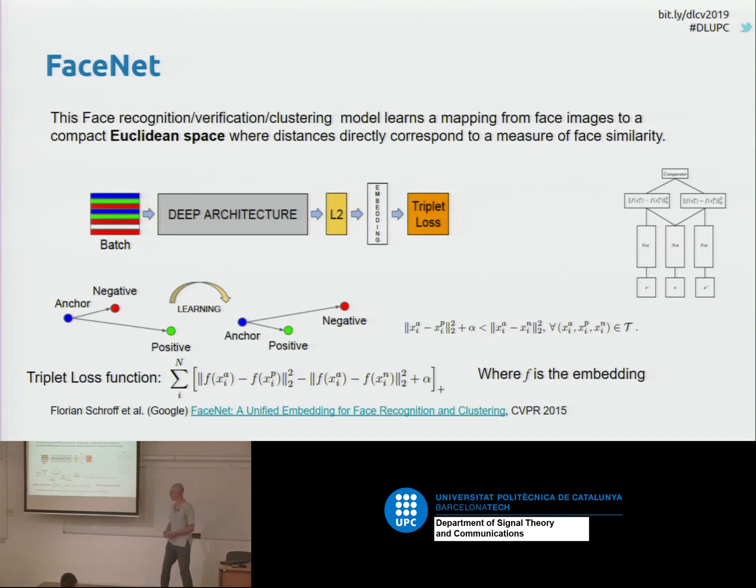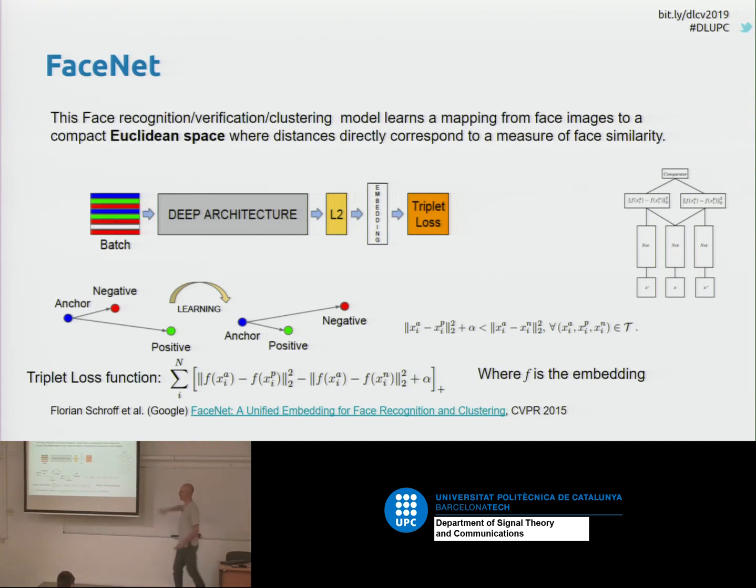In the triplet loss function, we minimize this, that is the distance between the anchor and positive minus the distance between the anchor and negative, plus this alpha, that is a margin, to make sure that we are separating even more the positive from the negative.